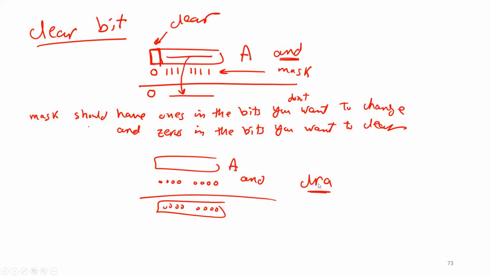Is that okay? If you do AND with 0, 0, 0, 0, 1, 1, 1, 1, here these 4 bits are going to come through with no change, but I'm going to mask, or clear, the first 4 bits. I'm going to clear the first 4 bits. Any questions? Is that easy? Great.